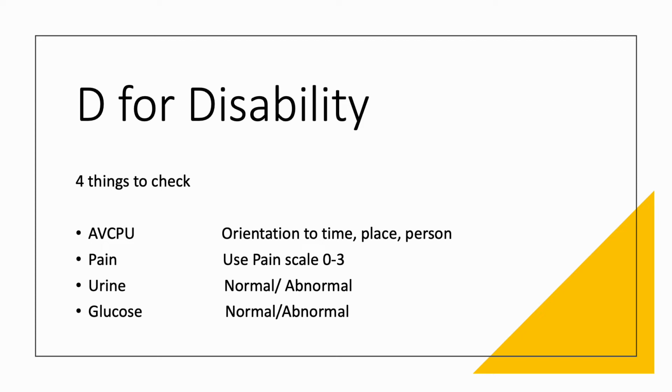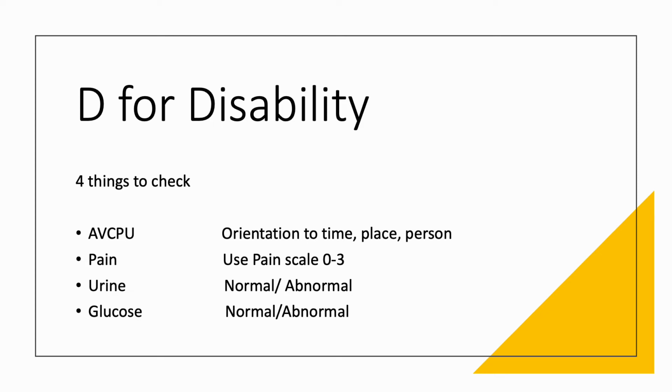So how will you check orientation to time, place and person? You'll be asking them questions like, okay, do you know where you are? Do you know what time is it? Do you know whom you are speaking to? If they are answering all 3 questions correctly, then you can say that yes, I can see that you are alert and oriented. Then move on to the pain.